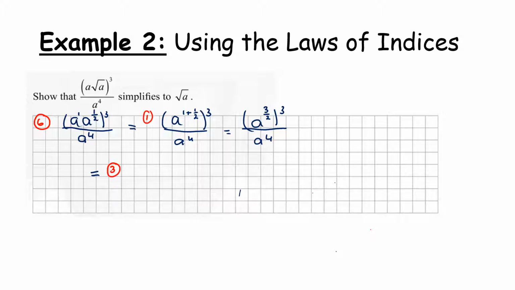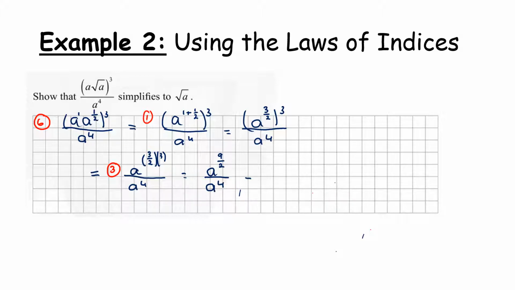So law 3 states a to a power to another power, we multiply our powers. So we get a to the power of 3 over 2 times 3, all over a to the power of 4. Let's clean this up. We get a to the power of 9 over 2. Remember, keep it top heavy. Over a to the power of 4.